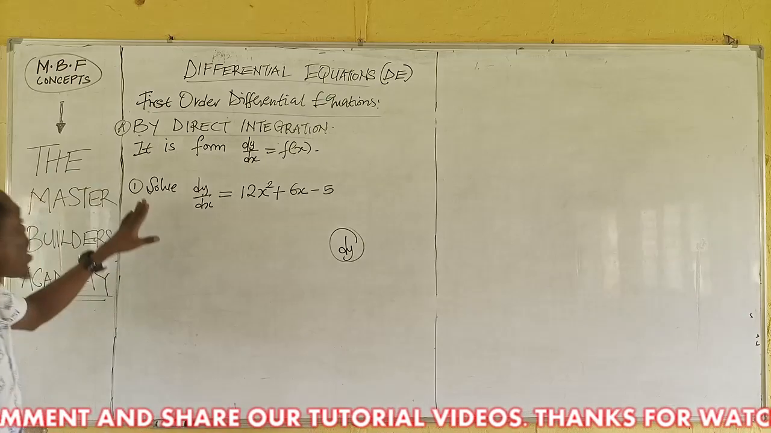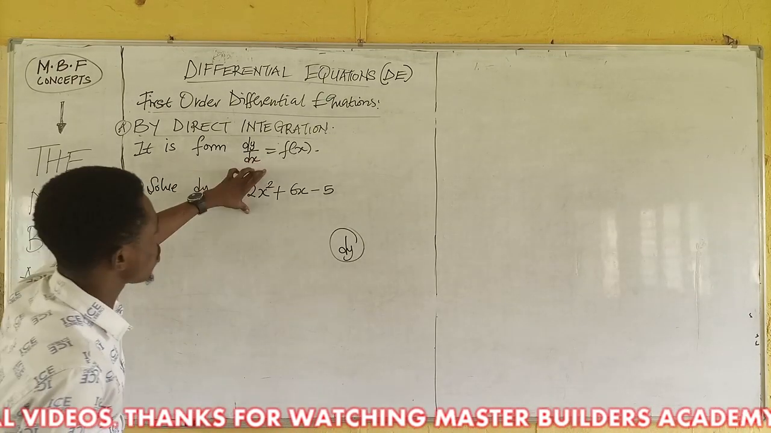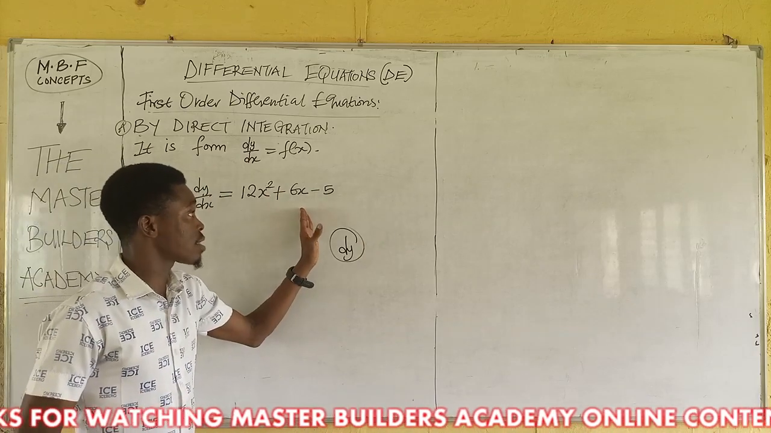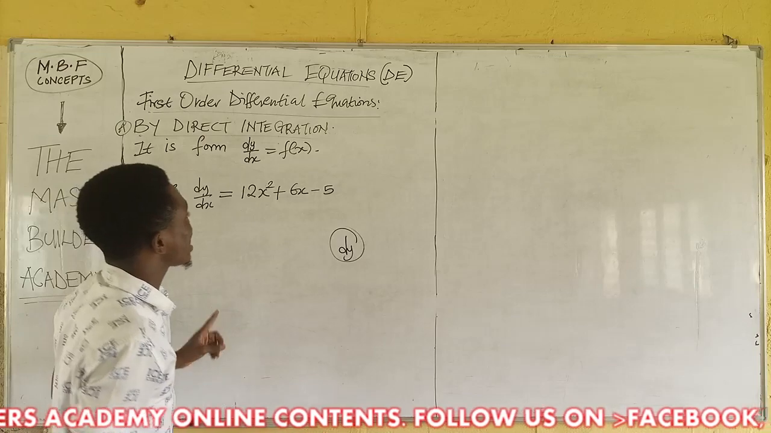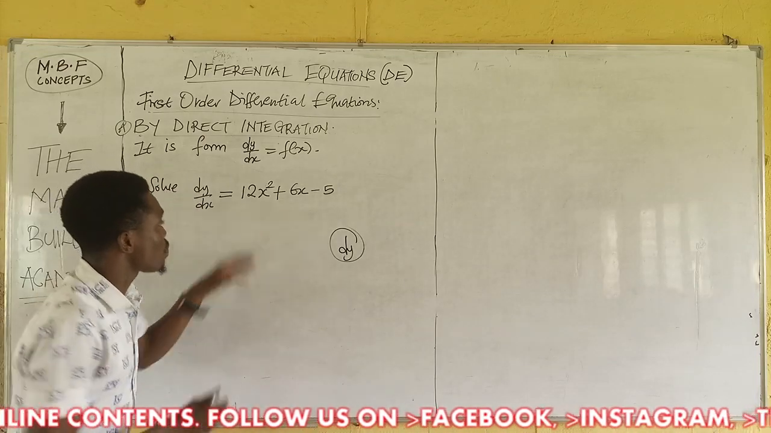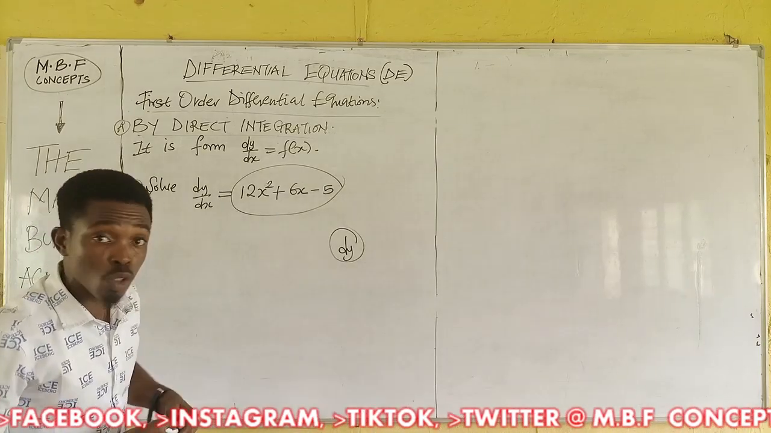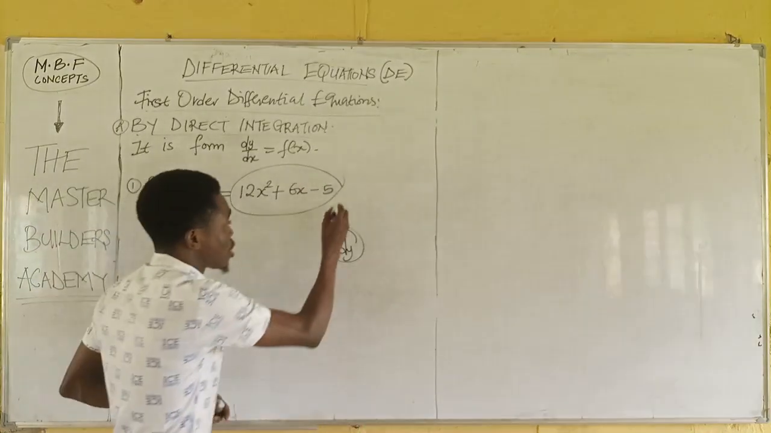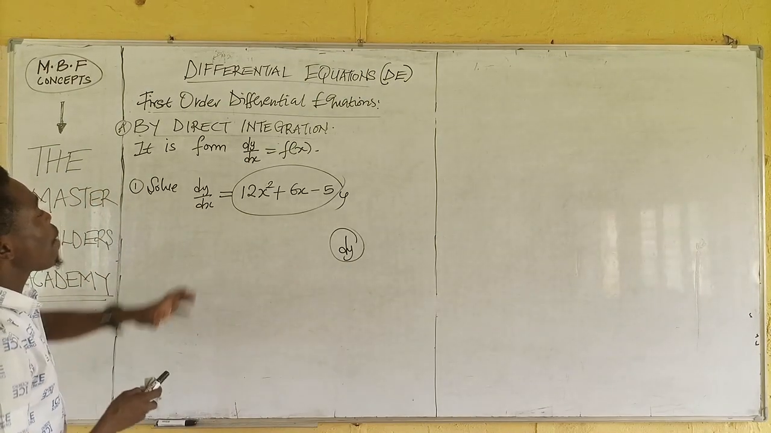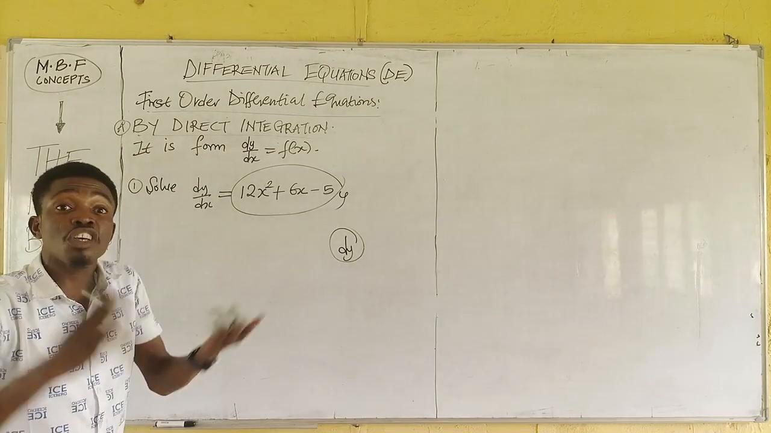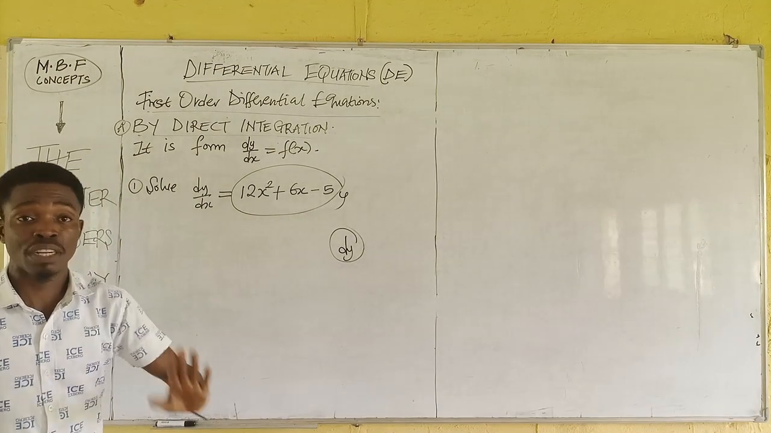So now, for an example, we have question number 1 on the board. We are asked to solve dy over dx is equal to 12x squared plus 6x minus 5. So looking at this question as a whole, you will discover that the right-hand side is a function of x. We only have x there. We do not have a mix up with y. There is no y anywhere to be found here. And the only place where you have y is just the dy. Are you there now? Which makes this question a first order differential equation.